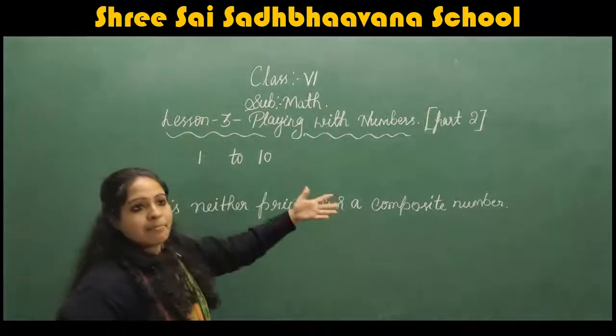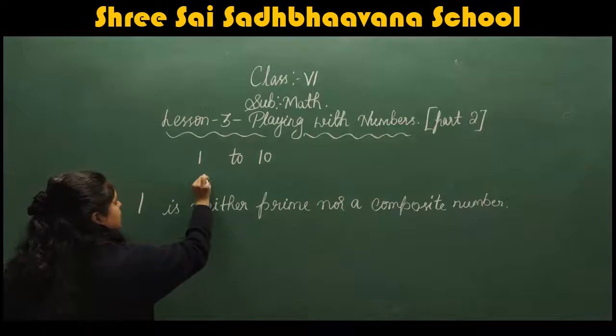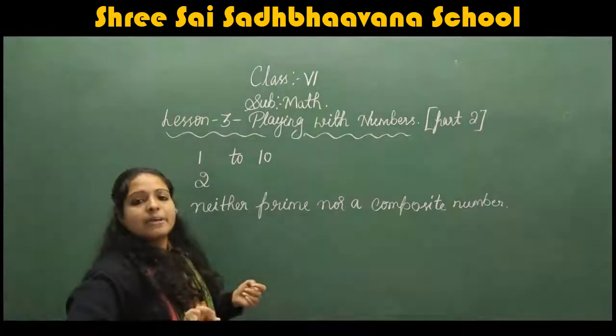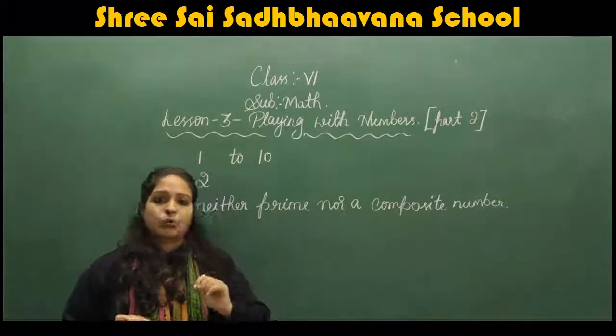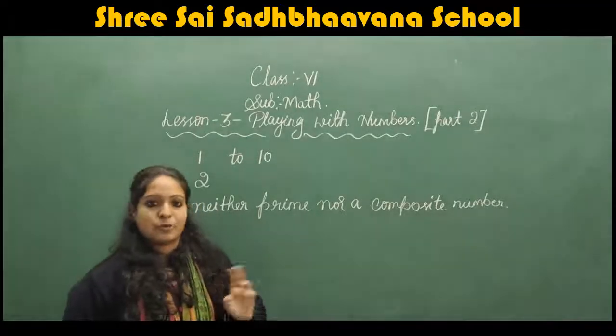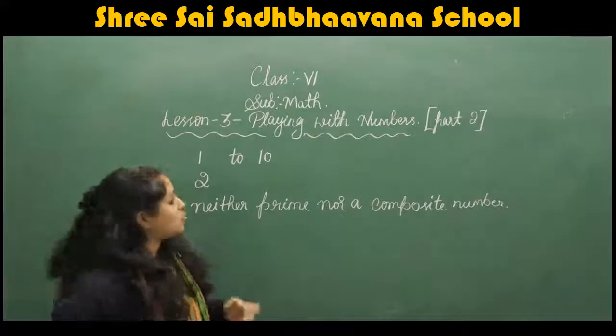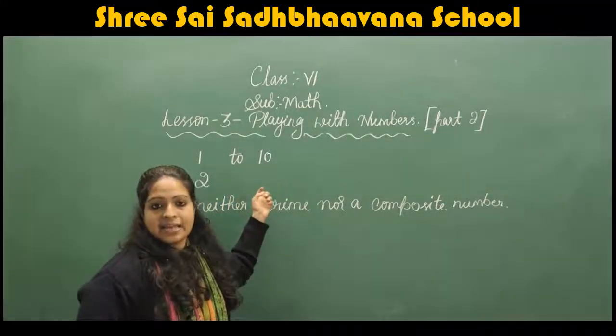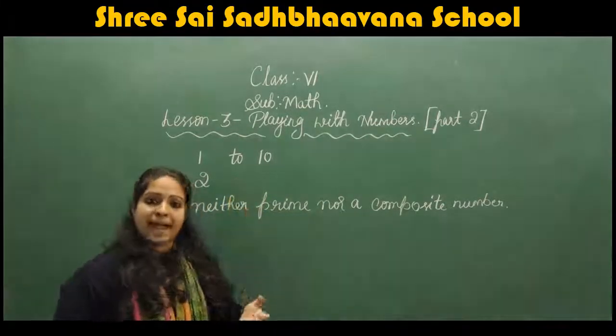Okay? Let us come to 2. Yes, 2 is a prime number. Why? Because you can find 2 in only 2 tables: in 1's table, 1 2's are 2, and in 2's table, 2 1's are 2. Other than that, you won't find it in any table. So 2 is a prime number.